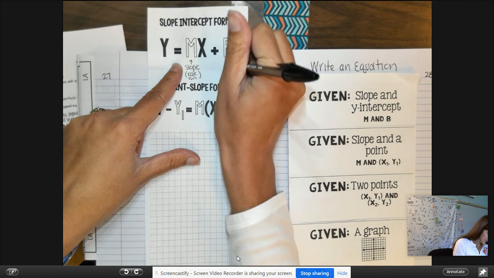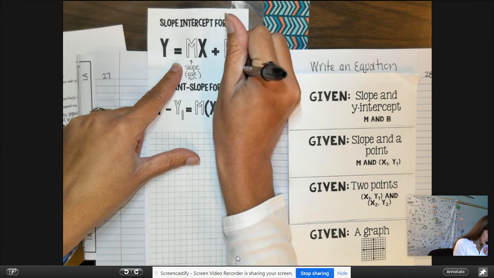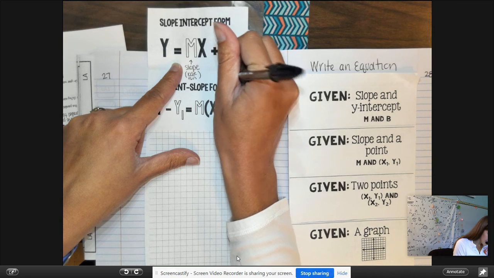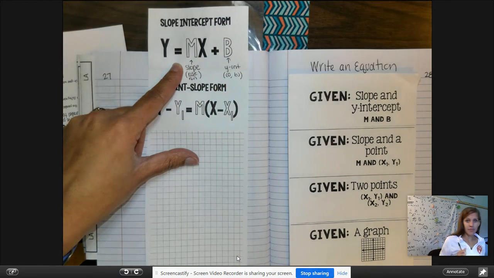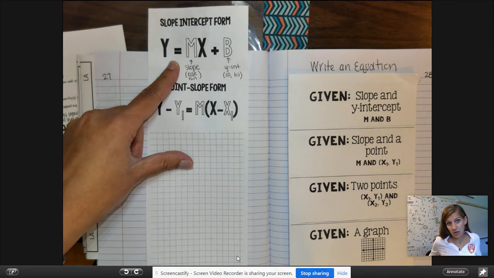And b is your y-intercept, which is a point (0, something). Okay, so that's one way to write the equation of the line.